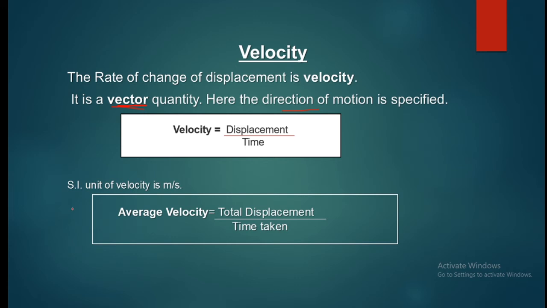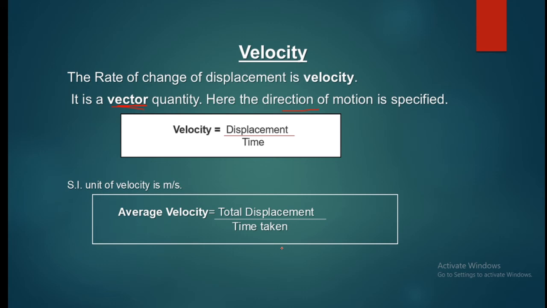And if I want to calculate the average velocity, that is given by total displacement upon total time taken. Here, I just want to tell you one thing more, that there is also one difference between speed and velocity: the speed of an object can never be zero, as distance of an object can never be zero, but velocity of an object can be zero, because displacement of an object can be zero. So speed cannot be zero, velocity can be zero also.